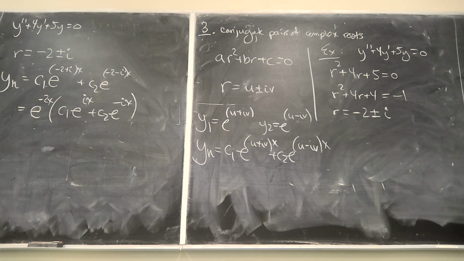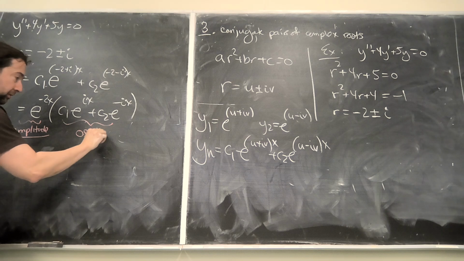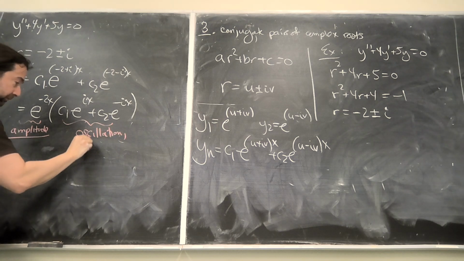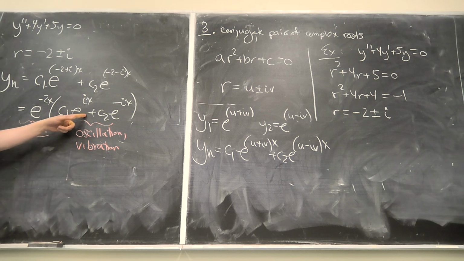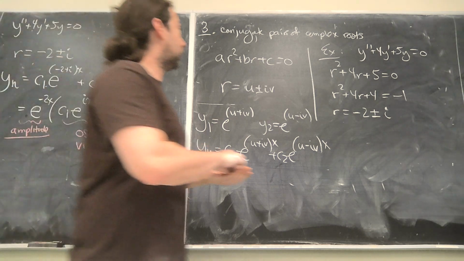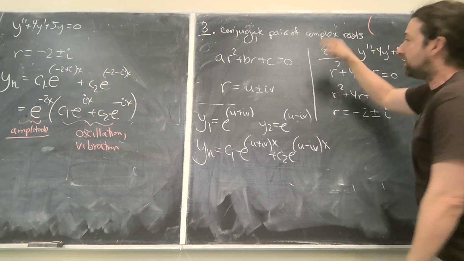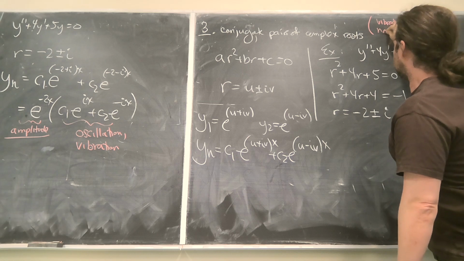The way to think about this as an engineer or a scientist is that the e to the minus 2x is affecting the amplitude of the solution. The other part is measuring something about oscillation or vibration. It's a thing that's going around and around in an oscillatory way, and the exponential is saying how large those oscillations are. So when you're looking at complex pairs or conjugate pairs of complex roots, anytime you see that, you are looking at a vibration or a harmonic oscillation.